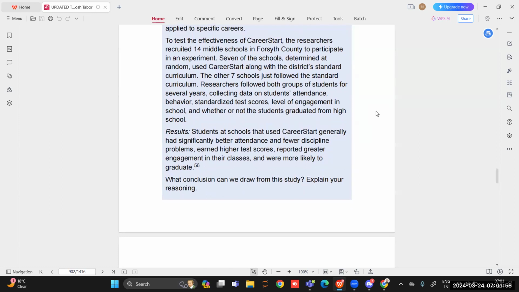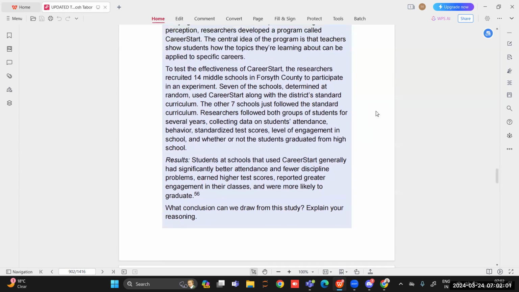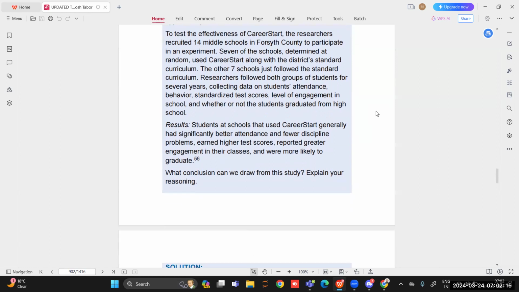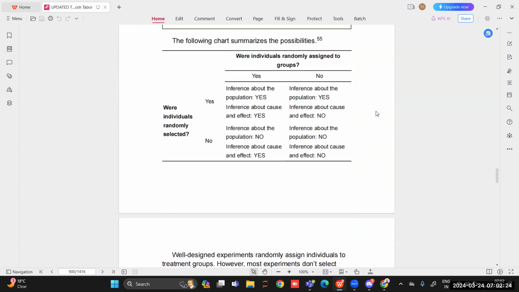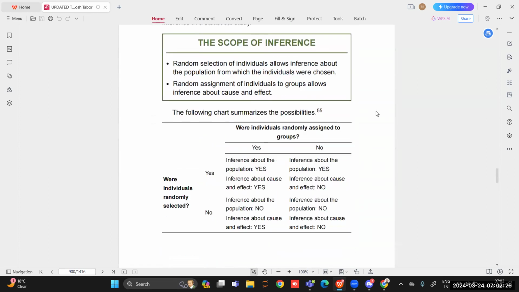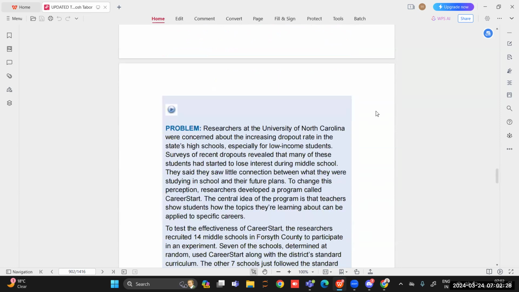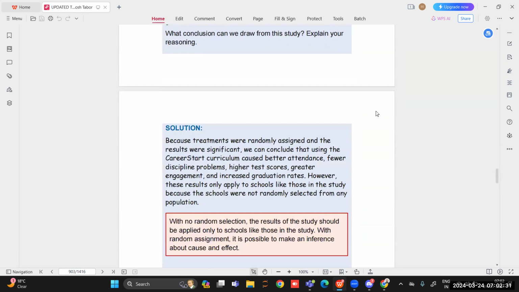Explain your reasoning. Generally, it is not about reading the answer given in the text, but what Career Start affects: the personality and academic performance of a student. So, Career Start is good. It should be started in all the schools. That can be the conclusion because treatments were randomly assigned and the results were significant. As it is a randomly assigned treatment, we have learned in this scope of inference, when is the best scope of inference? When random assignment and a random experiment is done.